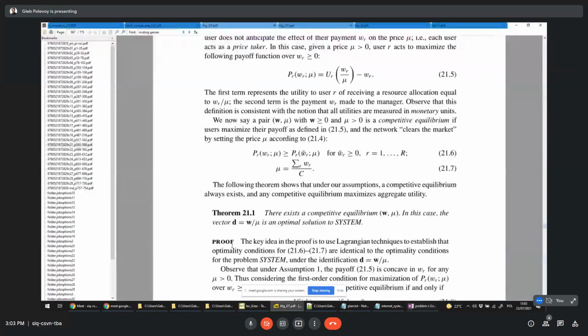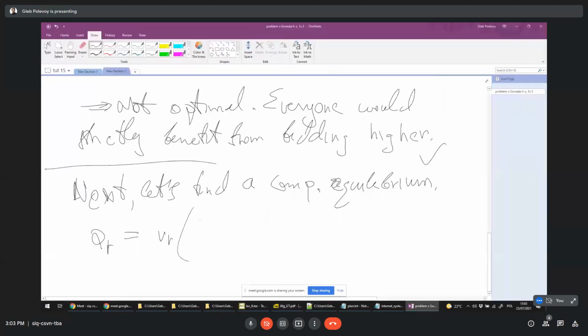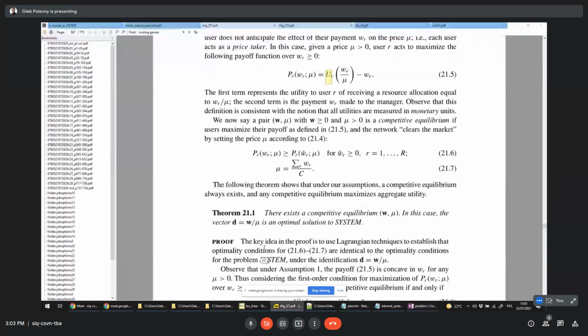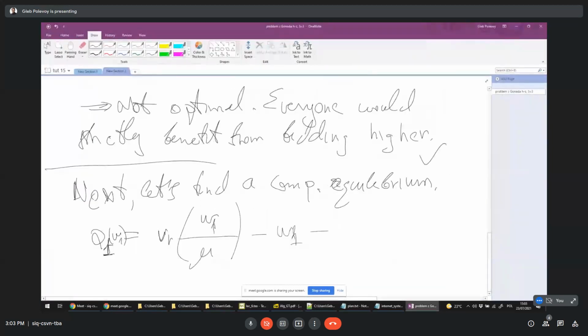I remind you that we call this capital V. U was for us utility, the value is V. That's the difference from the notation we used in the books. So V1 of W1 is V1 of W1 divided by the price minus W1. We want that. Well, we know what V is. That's the identity. It's simply W1 divided by mu minus W1. Now we want that to be optimized.